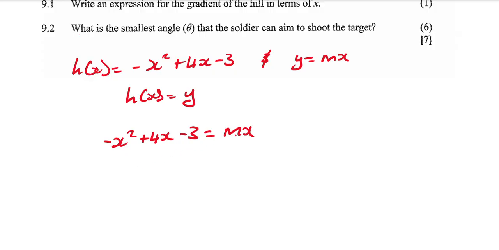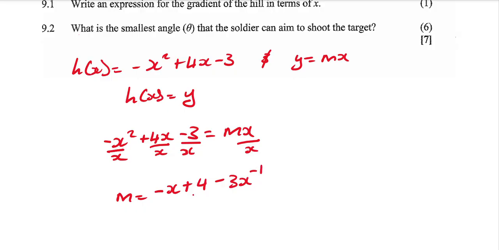So here we want our m, our gradient, we don't know it. We're going to divide by x here, here, and here. Our m is equal to what? This divided by x, we're going to have negative x. Here we're going to have plus 4. Here we're going to have minus 3x to the power minus 1. This is our gradient.